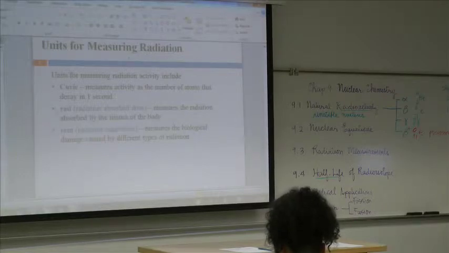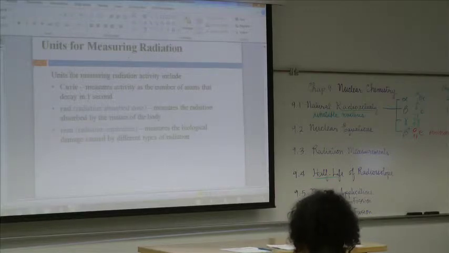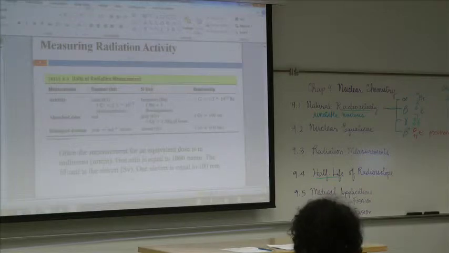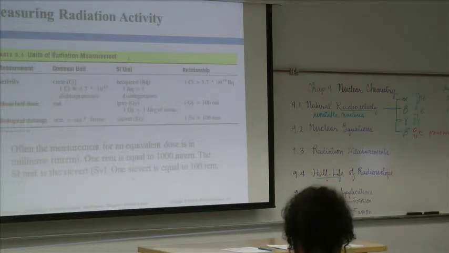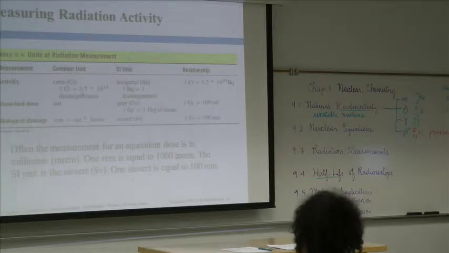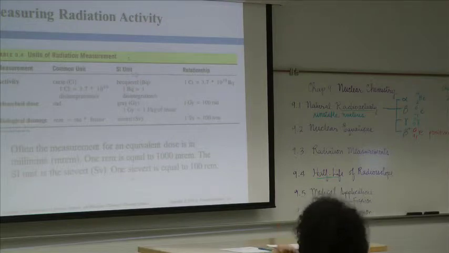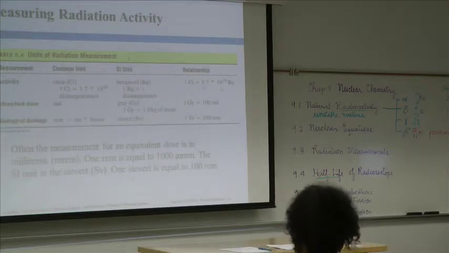So we have a curie, a rad (radiation absorbed dose), or a rem (radiation equivalent), which refers to the biological damage from different types of radiation. So we will want to look at how we tend to measure radiation. The activity is in curies, so one Ci is equal to 3.7 times 10 to the 10. And then the standard unit is a becquerel, so there's a relationship there.